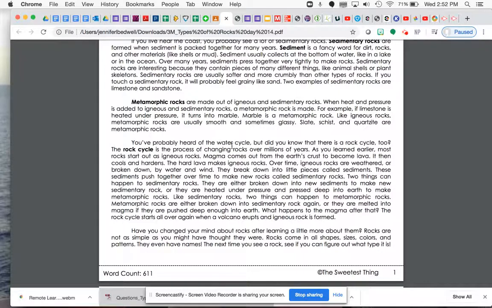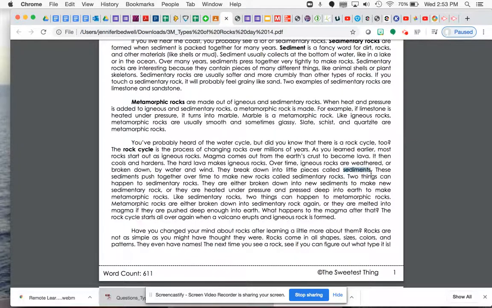You've probably heard of the water cycle, but did you know that there is a rock cycle too? The rock cycle is the process of changing rocks over millions of years. As you learned earlier, most rocks start out as igneous rocks. Magma comes out from the Earth's crust to become lava. It then cools and hardens. The hard lava makes igneous rocks. Over time, igneous rocks are weathered or broken down by water and wind. They break into little pieces called sediments.